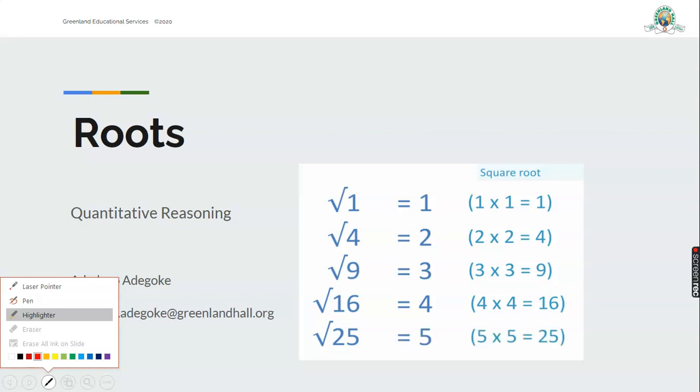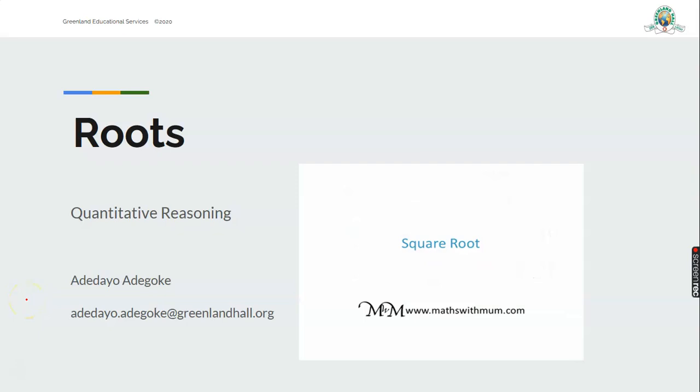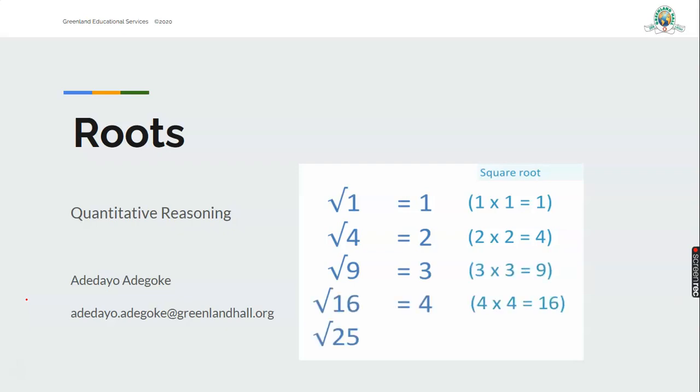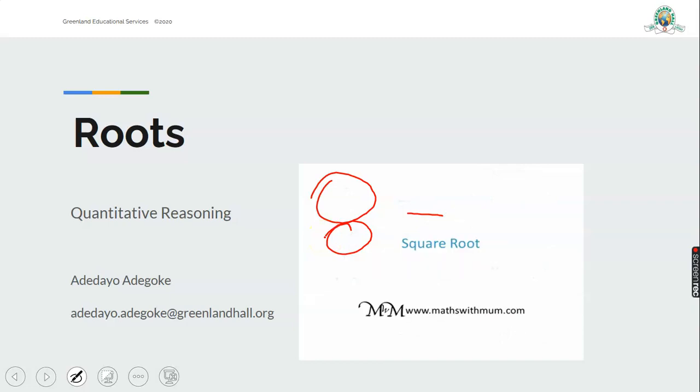Our subject for today is quantitative reasoning, and our topic is roots. We've been talking about powers and roots. Today we want to focus more on roots, though roots work in line with powers. If you look at the screen, you see we have the square root of 1, which is 1, square root of 4, which is 2.